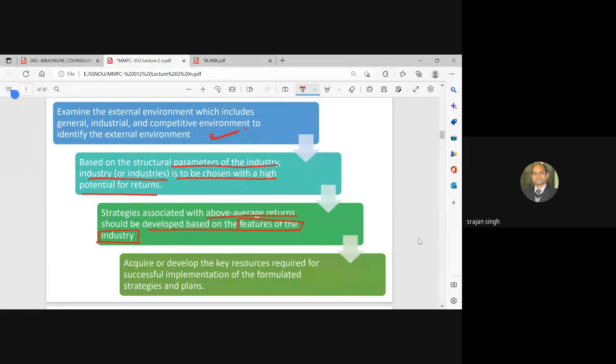Acquire or develop the key resources required for successful implementation of the formulated strategy and plans. Okay.